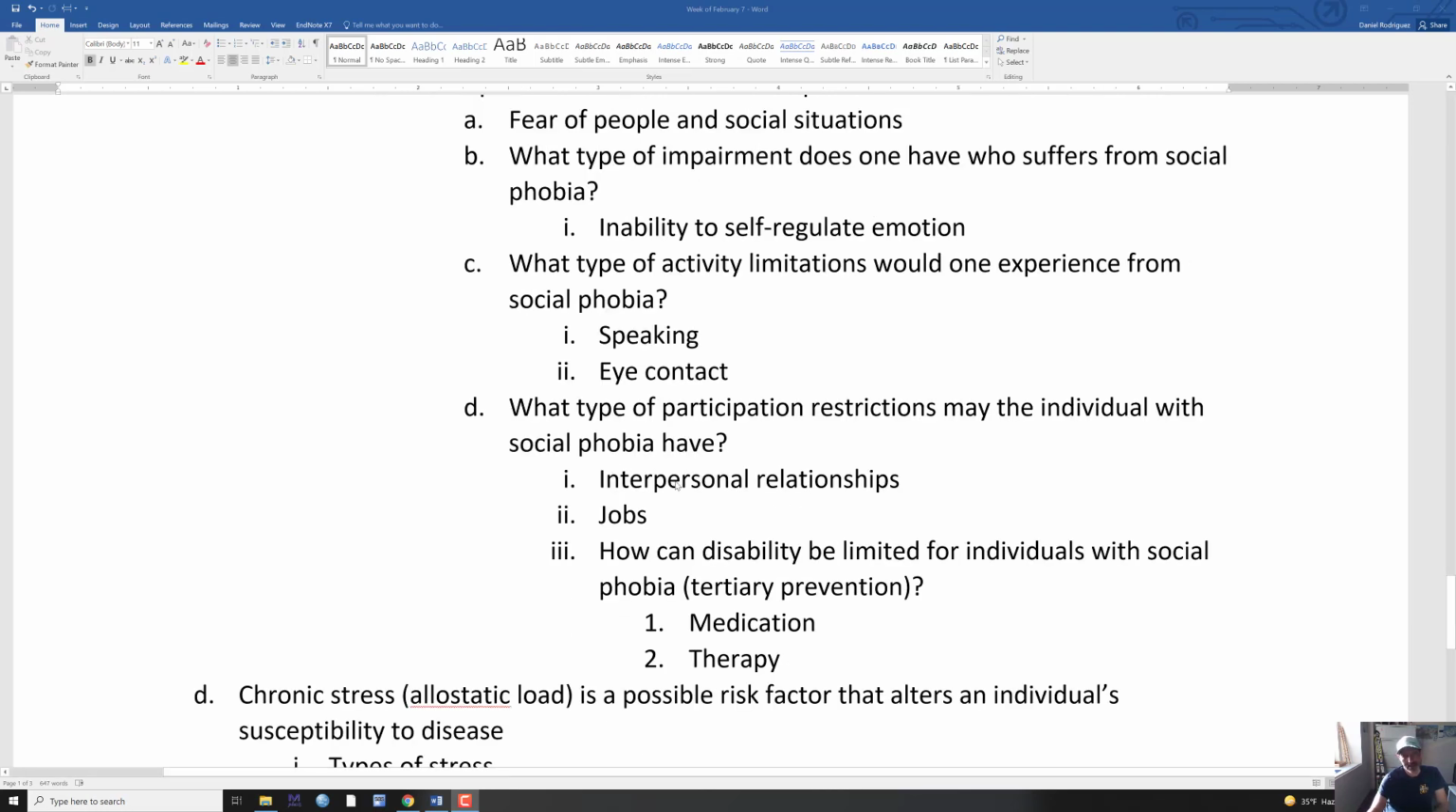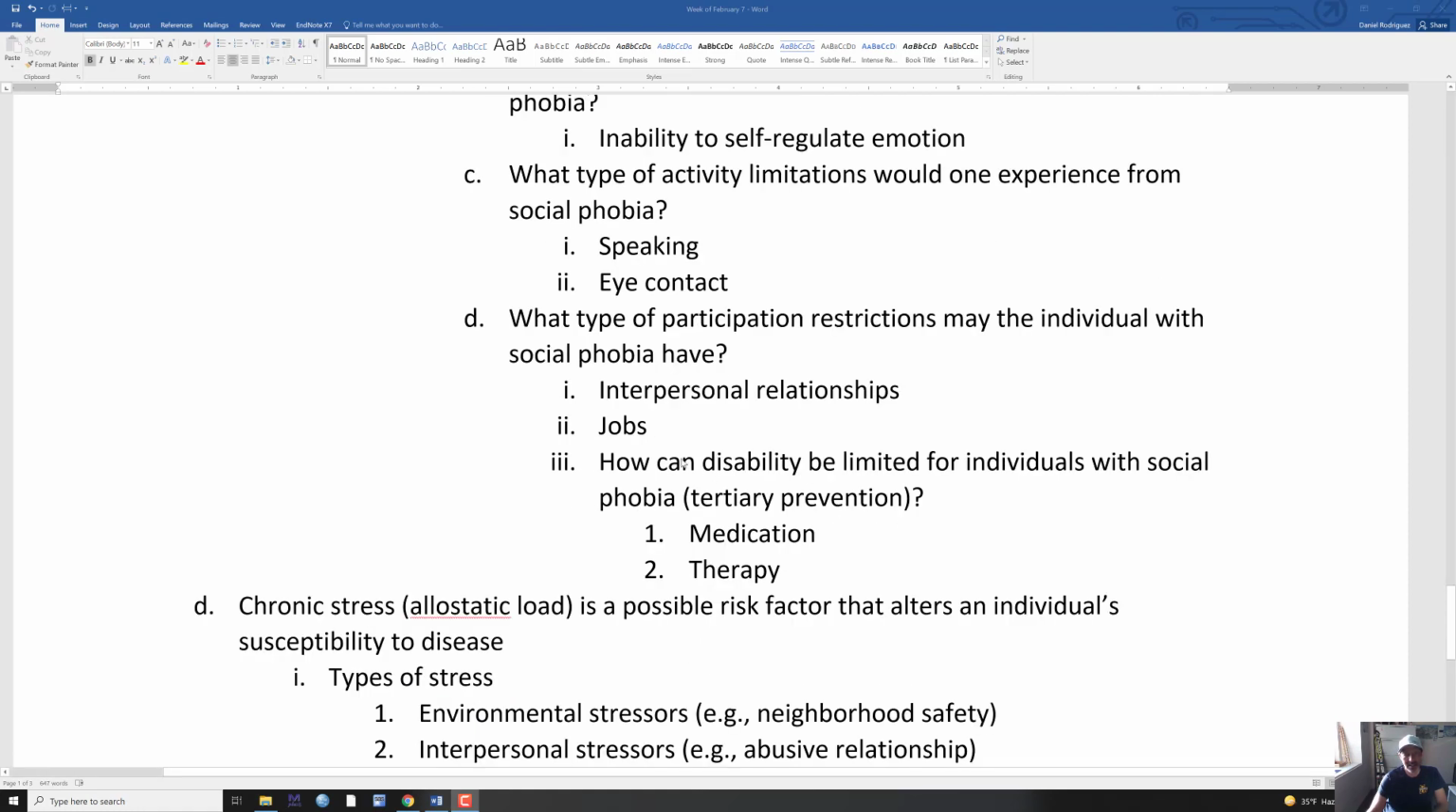Well, they would have difficulty with interpersonal relationships, for instance. Not being able to look at somebody in the eye would be hard. Jobs.